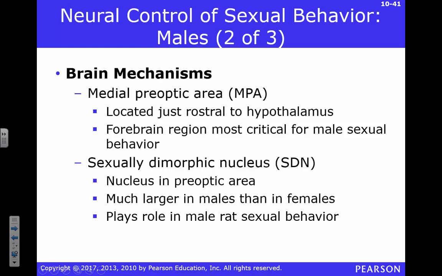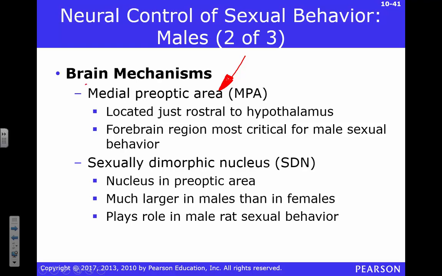We should talk about brain mechanisms, right? And brains are different in males and females. It's not too surprising, because males and females do different things behaviorally. We've kind of talked about this, especially in rats, the male sexual behavior and the female sexual behavior. Two different kinds of behavior, so probably different brain things going on.